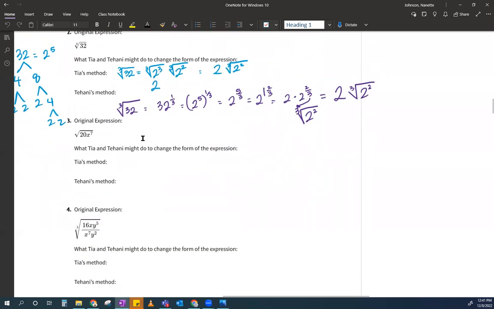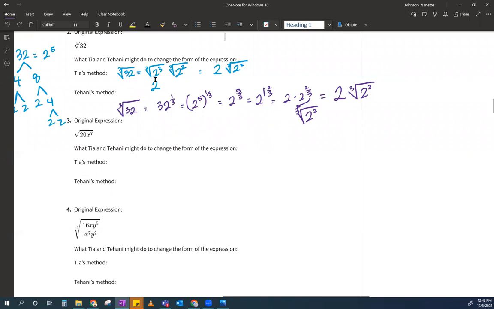Okay, so what we're going to do right now is break up the square root of 20 x to the 7th. I already asked you guys to start on this, so we're just going to jump on in. It says square root of 20 x to the 7th.